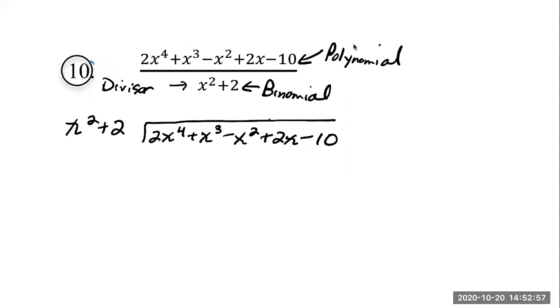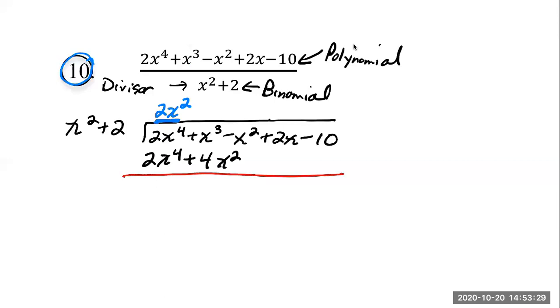And this is a try this, but let's do the first step together, and then I'll let you finish it as a try this. So the first thing, what should we write right here? Something times x squared to give us 2x to the 4th. We would need a 2 and an x squared. And then when we multiply those, we would get 2x to the 4th plus 4x squared. And then we will subtract and the signs switch.